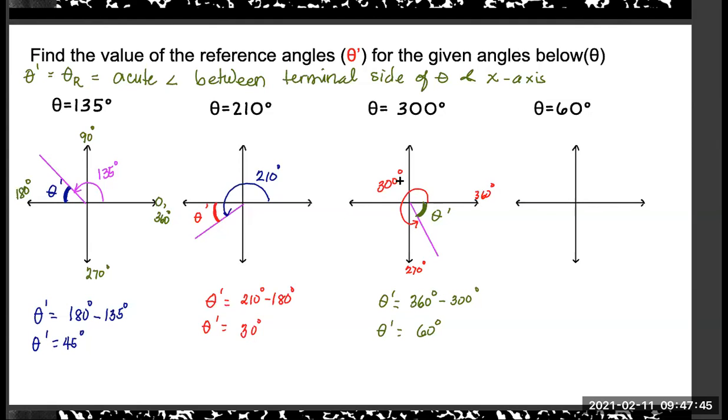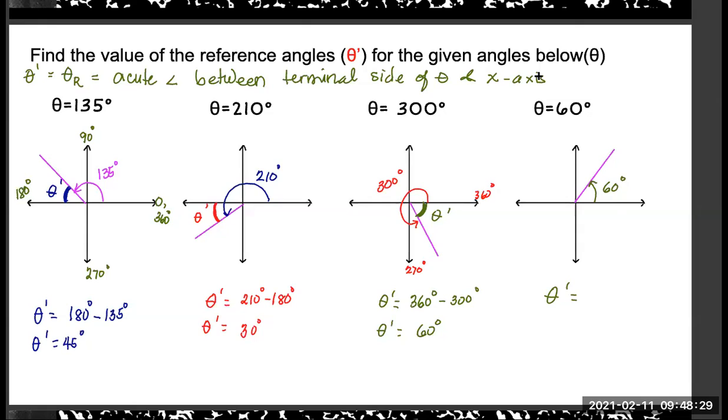And then the fourth one, theta is 60 degrees. So 60 degrees is between 0 and 90, right? So it will be right here. This is your 60 degrees. So what is your reference angle? Do we need to do anything here? Nope, because it's in the first quadrant, right? This is already an acute angle. This is already less than 90 degrees. And this is the terminal side.